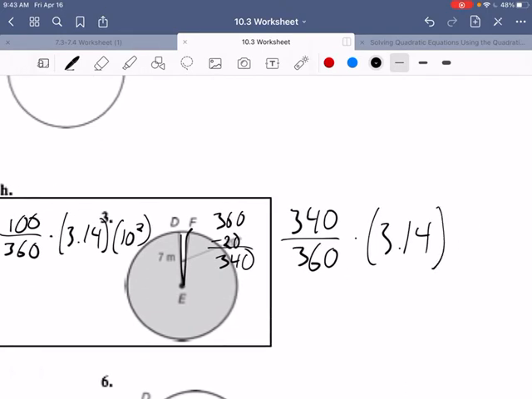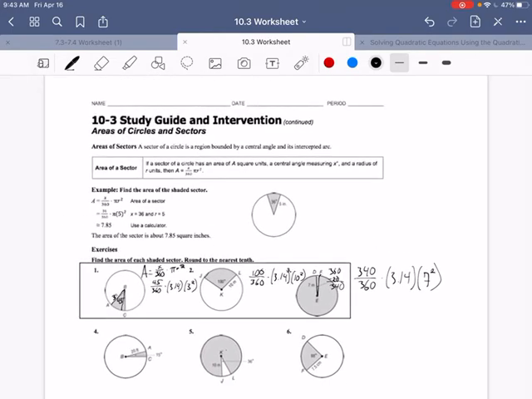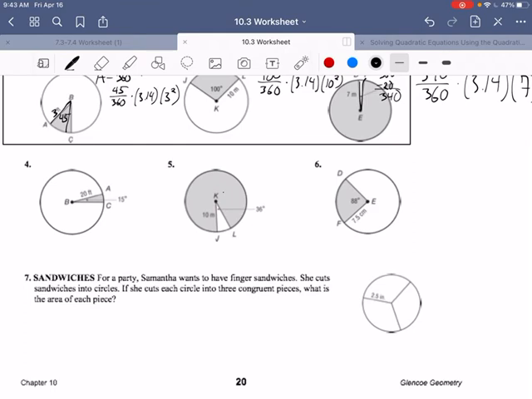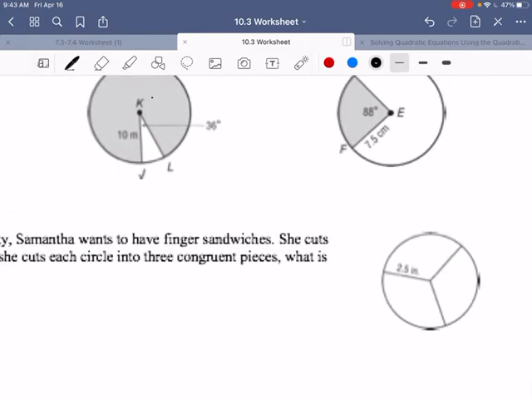Down here we're talking about a word problem. You can read it. Samantha wants to have sandwiches. She cuts the sandwiches into circles. I guess she doesn't want the crust. Whatever. She cuts each circle into 3 congruent pieces. What's the area of each piece? Okay, so we're trying to find what's right here, so the shaded amount of that. And you're like, but there's no x here. What is x going to be?